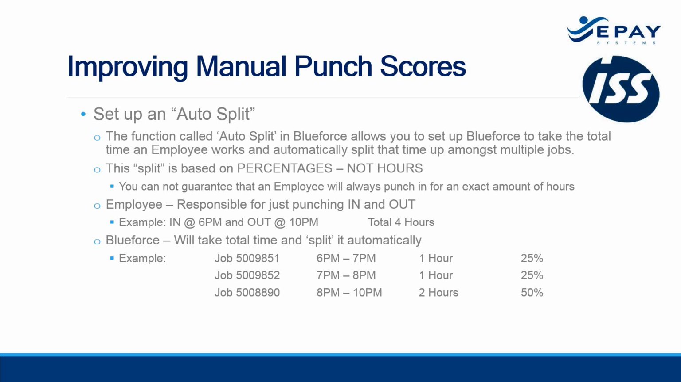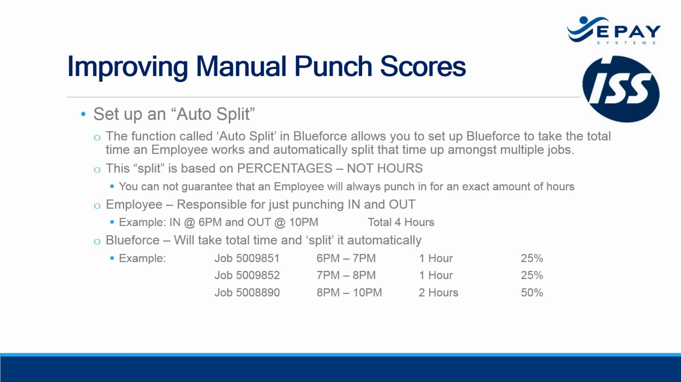Those are dealing with hours. The auto split here is a function in Blueforce that allows you to set up the system to take the total time an employee works and automatically split that time up against multiple jobs. The key thing is automatically. What you would do is on the employee record, and I'll share some screenshots here with you momentarily, you would go in there and set up what I don't like calling a schedule, but it essentially turns out to be a kind of a work plan, I will call it, for the employee. I can go in there and tell the system that these are the 4 jobs the employee is going to work. These are my percentages I want the system to break out the employee's time to on a daily basis.